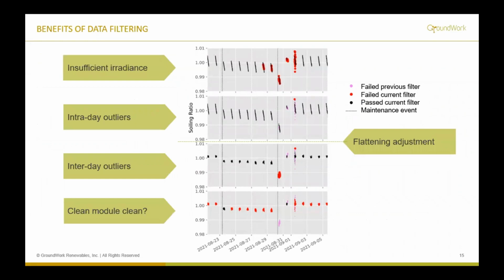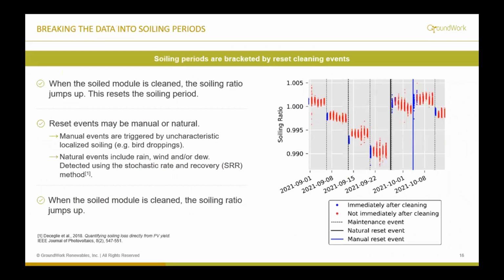We do that flattening adjustment, and then that forward-backward filter kicks out some inter-day outliers, and then at the very bottom, we're kicking out data when we can't be 100% sure that the clean module is clean. And so what we're left with is those tiny bits of data, and they don't look like a whole lot, but they're still sufficient to calculate soiling rates, and I'll show you some examples of that.